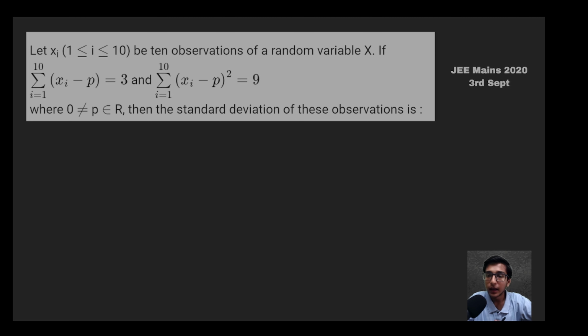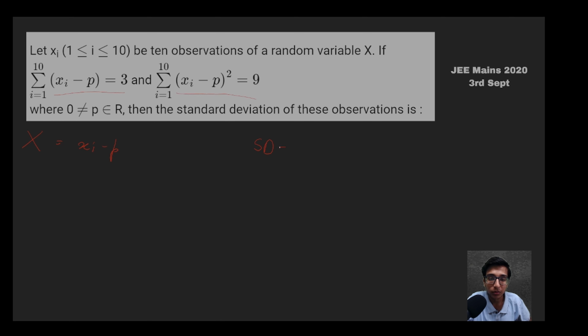Let xi, with 1 less than or equal to i less than or equal to 10, be 10 observations of a random variable x. This question was again asked in 2020 in another shift. Here in this entire question, you can make out that the random variable x has been assigned as xi minus p. There are two equations given to you: summation of xi minus p gives you 3 and summation of xi minus p whole square gives you 9. So you have to use these two equations to find out the standard deviation.